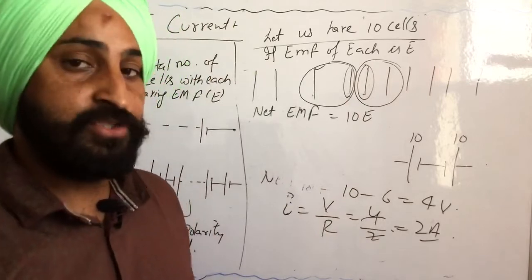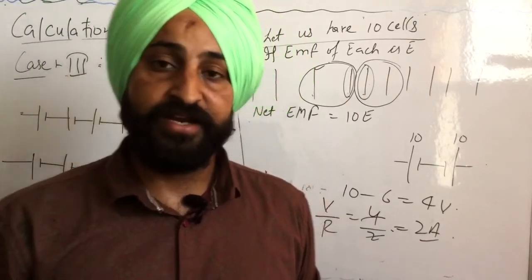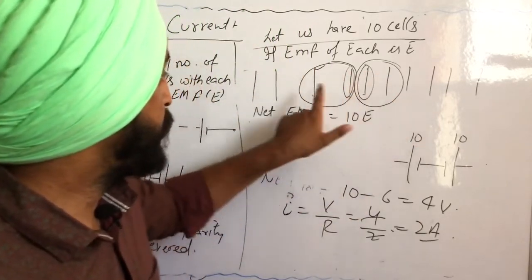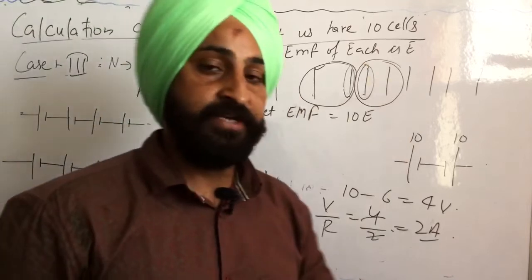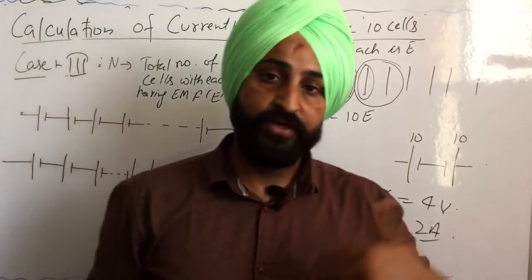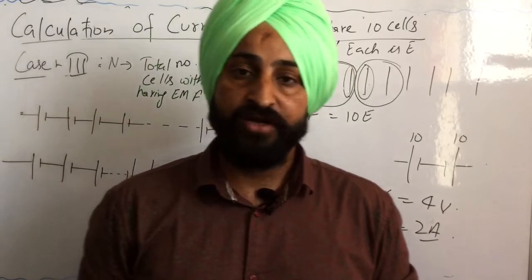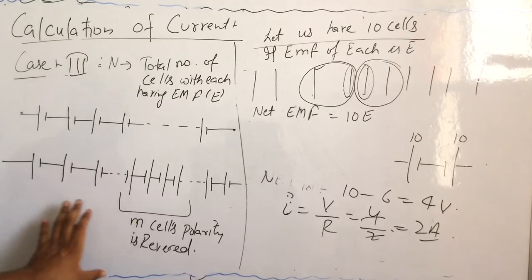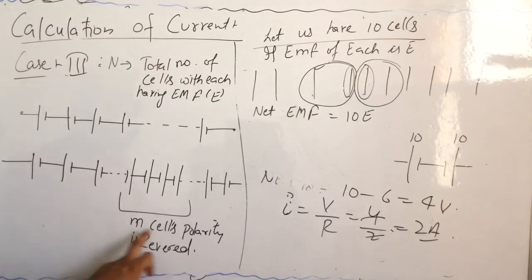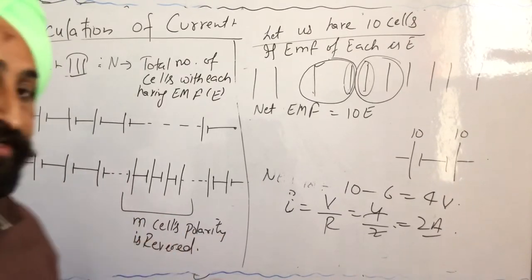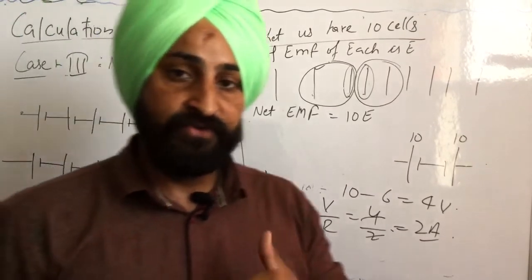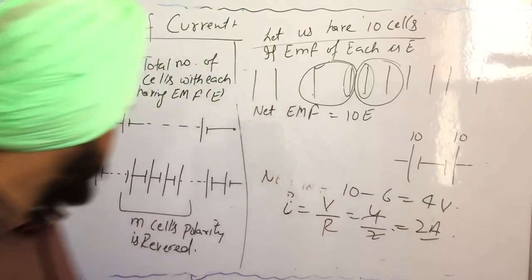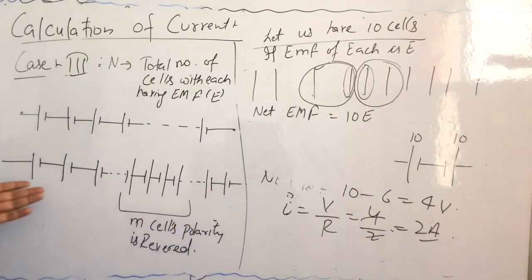Now, due to the presence of two cells in opposite polarity, how many cells have become neutralized? 1, 2, 3 and 4 cells have become neutralized. Due to two reversed cells, 4 cells have been neutralized. Similarly, if we are told that out of n cells, the polarity of m cells is reversed, then how many cells will be neutralized? Simply 2m. Clear?